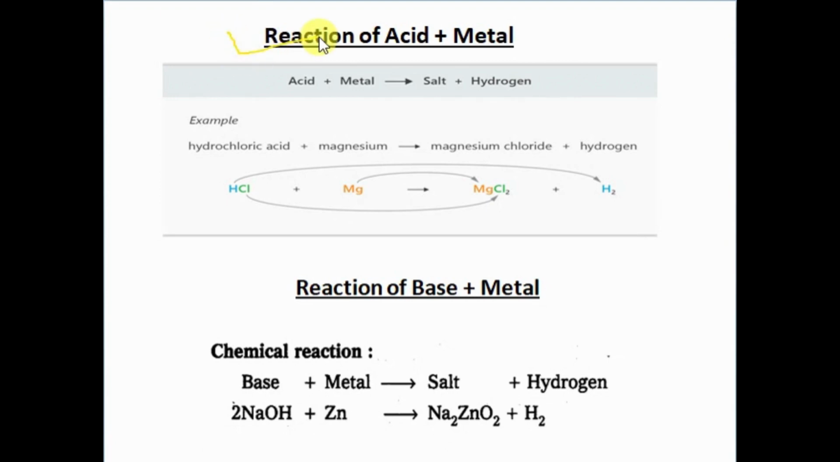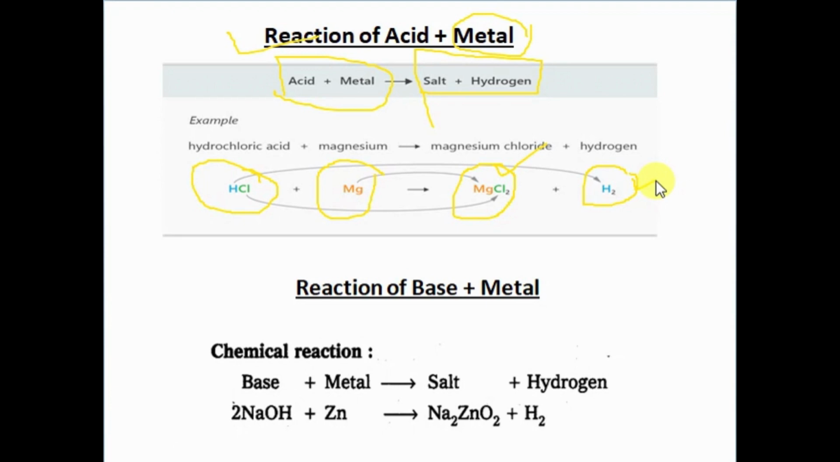So first we have the reaction of acid with metal. When acid reacts with metal, it forms salt and hydrogen. You should know this reaction: acid plus metal gives salt and hydrogen. One such example: HCl is an acid, and when it reacts with Mg metal, it forms MgCl2, which is a salt, and it gives hydrogen gas. So this is one of the reactions.